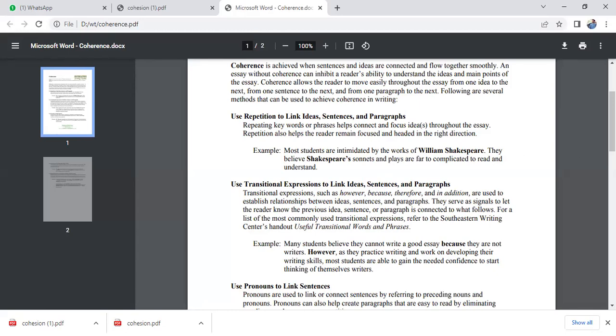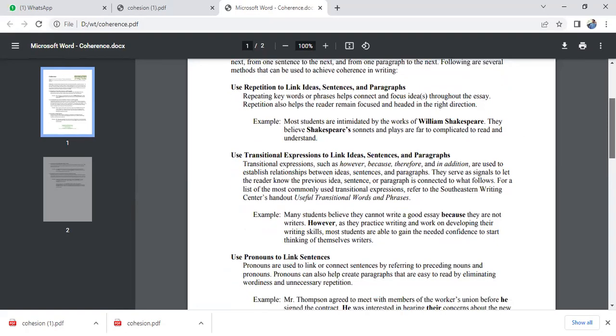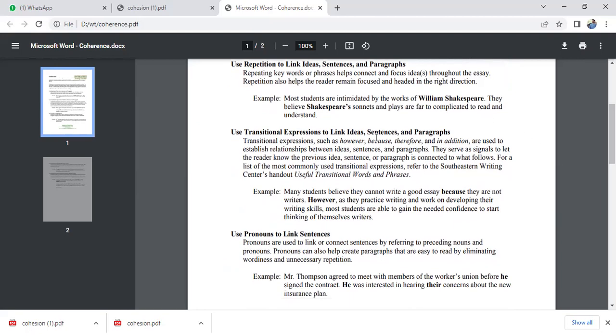Fine. And now, coming towards use transitional expression to link ideas. Fine. Transitional devices, we will be discussing this topic in the later part of this discussion. Cohesive devices we will discuss today. So over there we will be talking about transitional expression also, transition devices, cohesive devices. But I just want to give you a thorough discussion on it. Use transitional expression to link ideas, sentences, and paragraph.